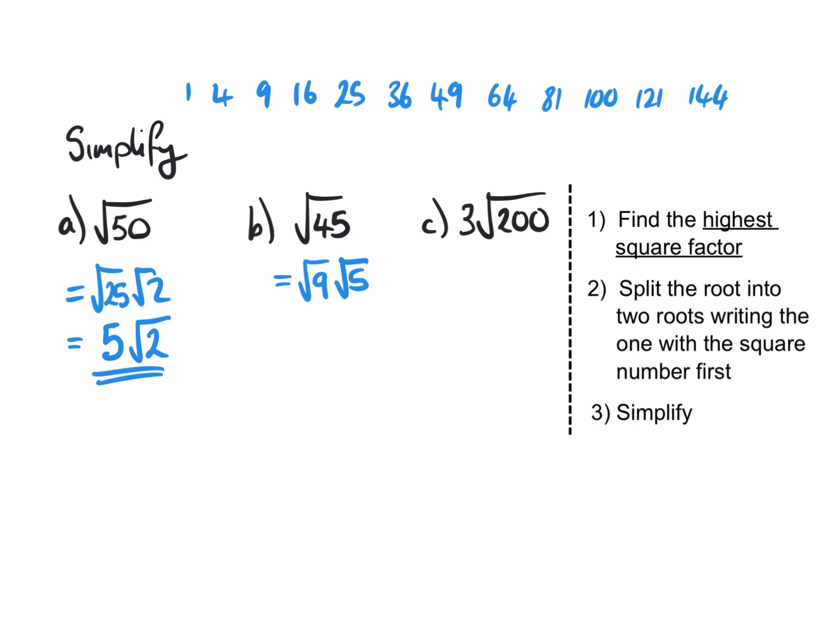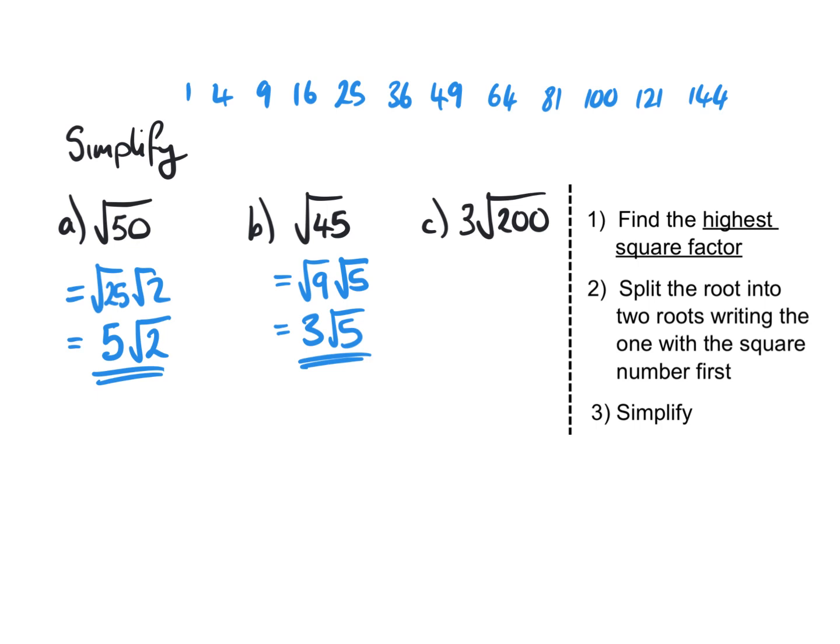And remember, the only reason we're doing that is because 9 times 5 is 45, and then we can actually find the square root of the square number. So the square root of 9 we should know is just 3, and the square root of 5 we can't do, that's going to remain as root 5 there. Okay, and that's that simplified.